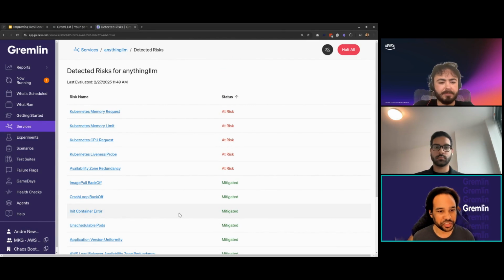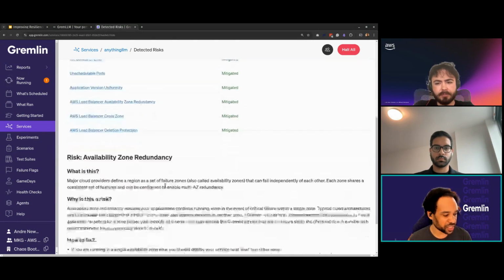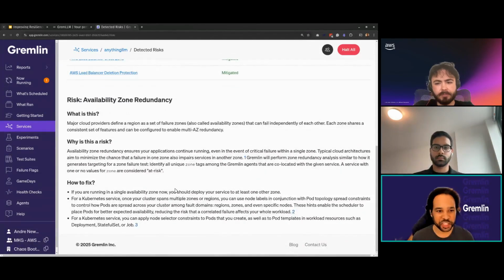So for each risk, there are two statuses. There's at risk, which means the service is vulnerable, and mitigated, which means it's not. And if a service is at risk and you're not quite sure what it means, you can just click on the detected risk and scroll down, and you'll get information about what it means, what it represents, why it's a risk, and even ways that you can fix it.